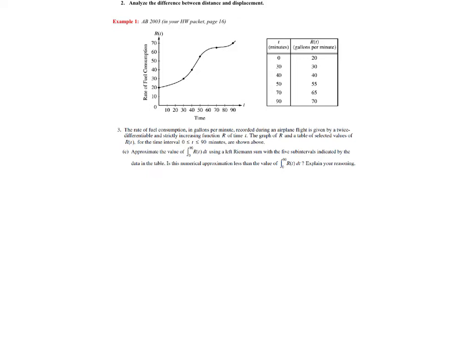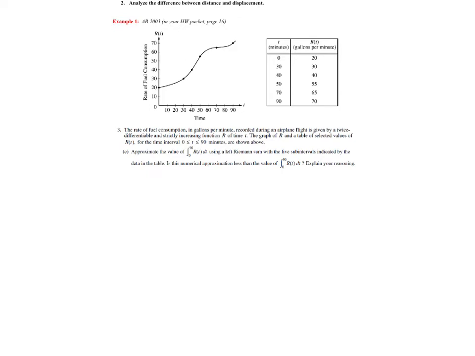Part C of this particular problem says approximate the value of the integral from 0 to 90 of r of t using a left Riemann sum with 5 subintervals using the indicated data. Is this numerical approximation less than the value of the integral from 0 to 90 of r of t? Explain your reasoning. Okay, so let's get into a little bit of calculation here.